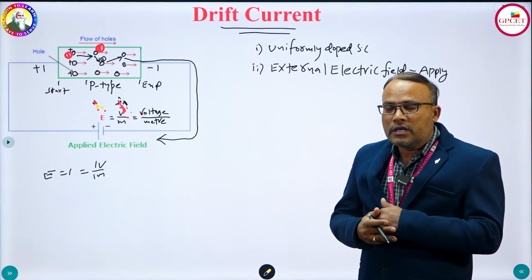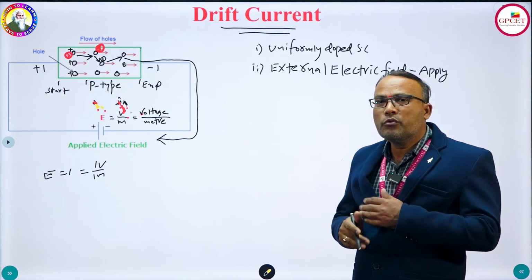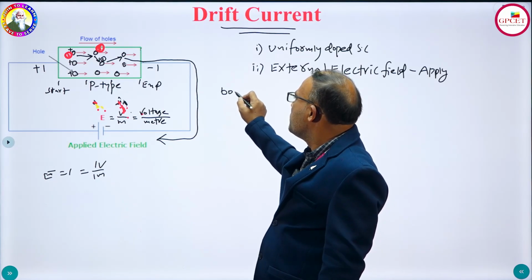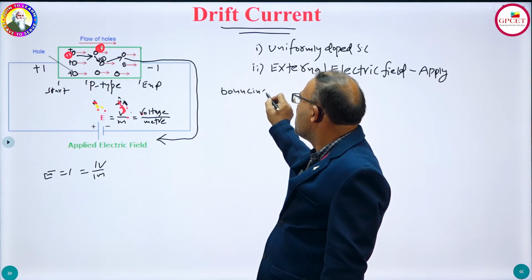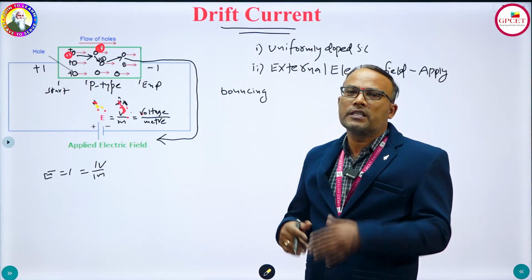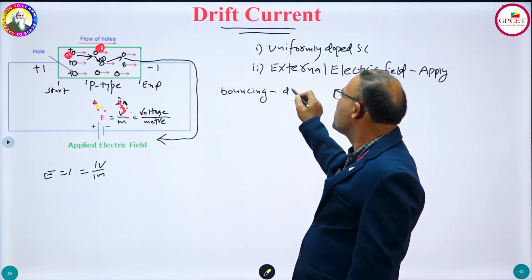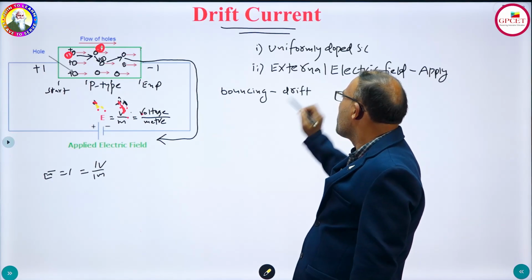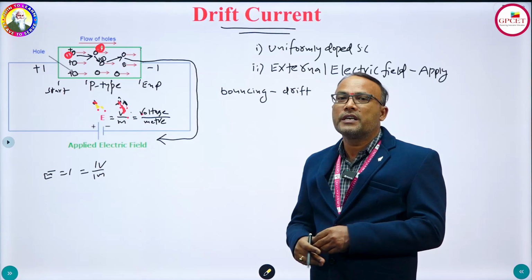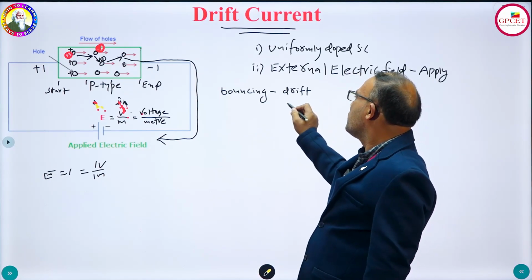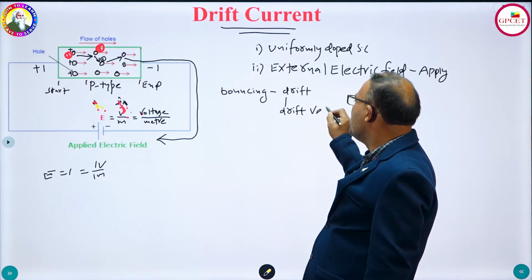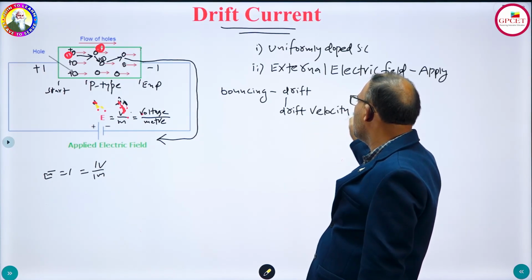So here we have understood that a hole keeps bouncing with respect to collisions with other charge carriers. This bouncing is called drift. And the velocity produced by this drift is called drift velocity. The velocity produced by the charge carrier due to drift is called drift velocity.